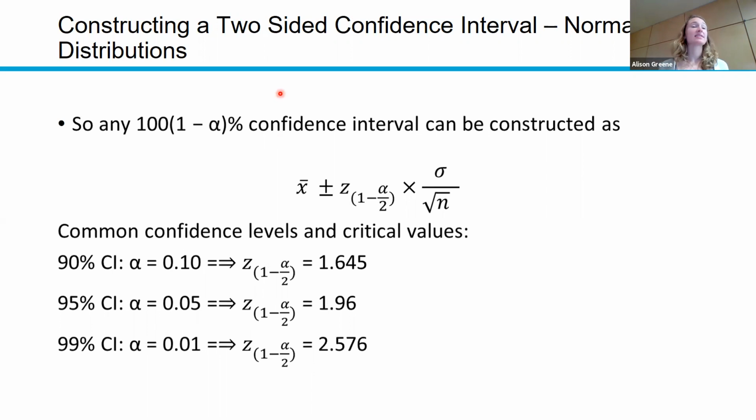So we can calculate any size confidence interval that we want. I just listed these here as some common ones, 90, 95, 99%. And then in a few slides, we'll talk about the implications of raising and lowering those levels.